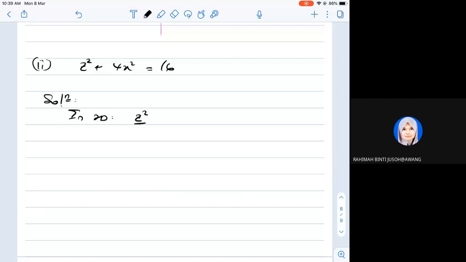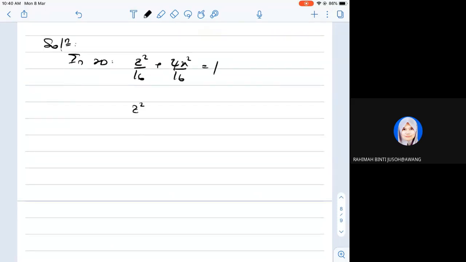So Z squared over 16 plus 4x squared over 16 equals to 1, isn't it? So we will have Z squared over 16 plus x squared over 4 equals to 1, because 4 divided by 16 is 4. So now in 2D, kalau you plot, dia akan bentuk ellipse. Okay, betul. What's the major axis now? Z. Z lah. Okay, Z dengan X.